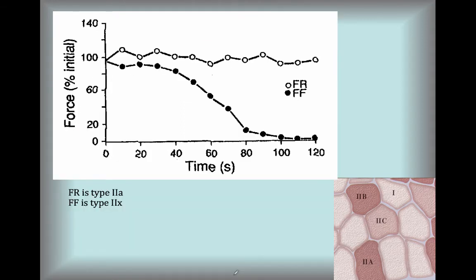Here you can see some endurance data. And so again, the FR are the type 2As and the F are the type 2Xs. And here you can see this is being expressed as a percent of the initial force. And that's why the type 2Xs aren't higher. If we did absolute force in Newton meters, the type 2Xs would be up higher than the type 2As. But they've done it as a percent to kind of standardize it. But you can clearly see that the drop-off in force is much faster for those type 2X fibers than it is for the type 2A fibers. And so you don't get much drop-off over this 2 minutes.